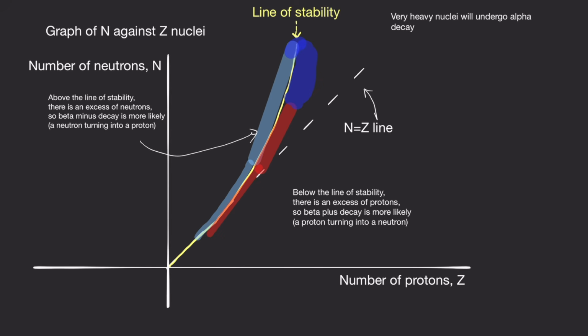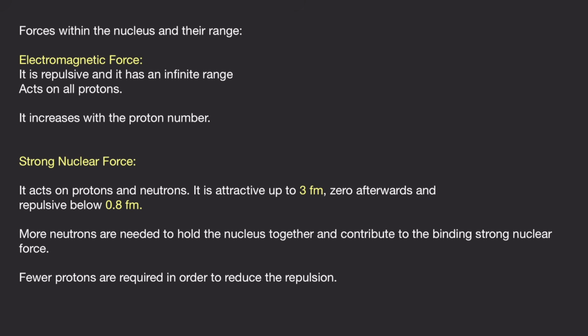On the other hand, if we're below this line, in this region somewhere over here, then there will be an excess of protons, so beta plus decay will be far more likely, i.e. a proton turning into a neutron. Some of the very heavy nuclei will decay via alpha decay. They are becoming very large, and it's far more likely for them to escape the strong nuclear force by ejecting an alpha particle.